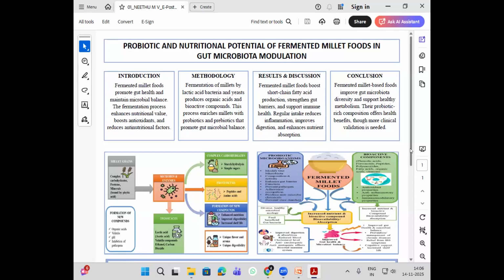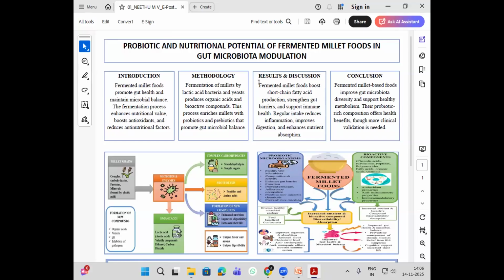With the help of lactic acid bacteria and yeast, it produces good nutrients and along with it decreases the anti-nutrient effects. Here, in the picture, it is mentioned that fermented millets undergo biotransformation, like increase in short-chain fatty acids, flavonoids, peptides, and antioxidants, and also improved bioavailability of iron, zinc, calcium, and vitamins. It also decreases the anti-nutrients, phytate and tannins.